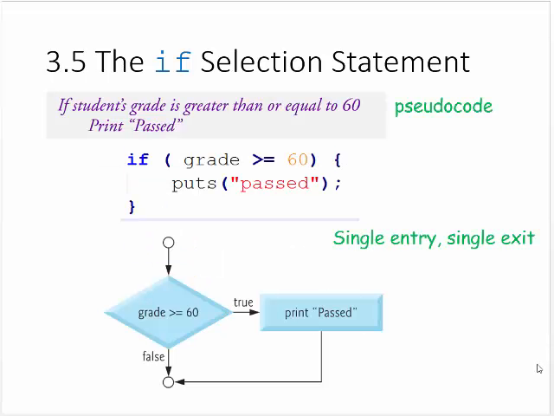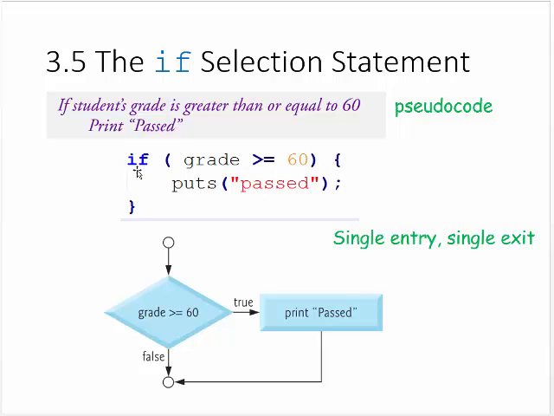So let's look first at the if selection statement, which we got actually exposed to in the last chapter, but we're going to formalize it now. My example problem, or my pseudocode, is: if the student's grade is greater than or equal to 60, print passed. So a little snippet of code that I have right here: if grade greater than or equal to 60, puts passed. I'm going to talk about that little snippet here in a moment.